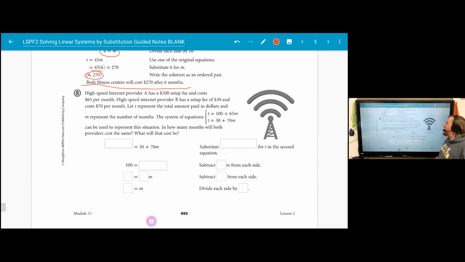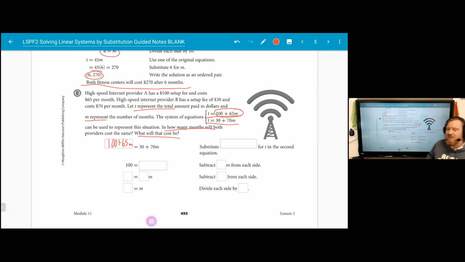Let's look at B. It says a high-speed internet provider, A, has a setup fee of $100 and costs $65 per month and can be expressed using this one. Oh, there we go. B has a setup fee of $30 and costs $70 per month, the second equation. So we're trying to figure out how many months will they both cost the same and what will the cost be, knowing T is the total amount and M is the number of months. Well, they're already solved for a variable. I'll take this. Anywhere I see T in the second equation, I'm going to replace it with 100 plus 65M. So I have 100 plus 65M equals 30 plus 70M.